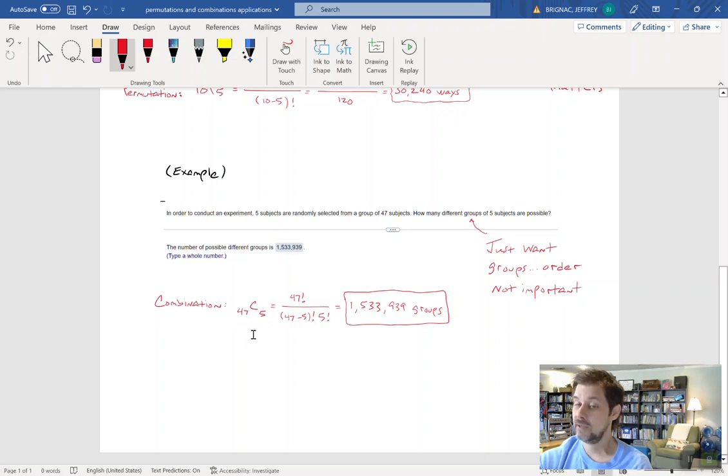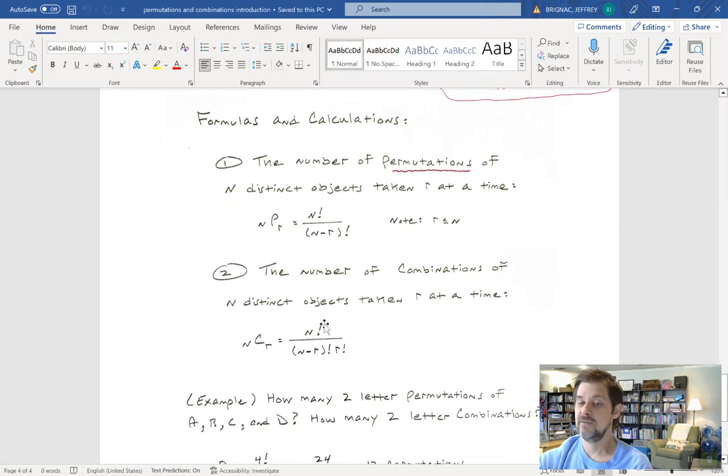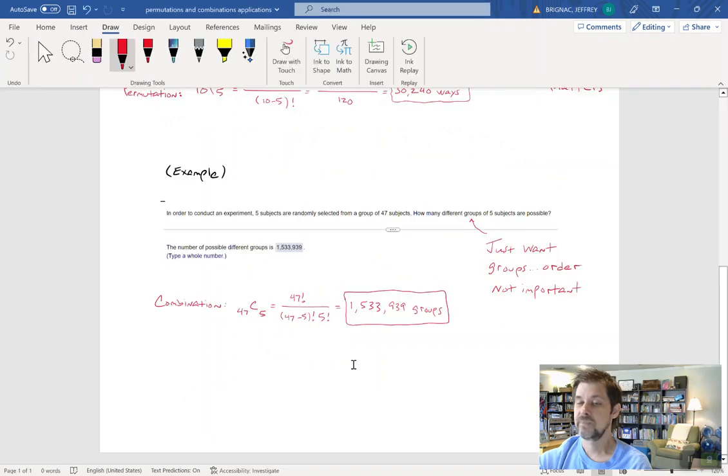So I want to know how many combinations there are if from 47 subjects I choose 5. Okay, and we have our formula for calculating that. You can see over here. All right, and it's 47 factorial over 47 minus 5 factorial times 5 factorial. So do this in the calculator, one number at a time, divide it, you'll get 1,533,939 different groups, which sounds like a lot, but that's often how it goes with this.